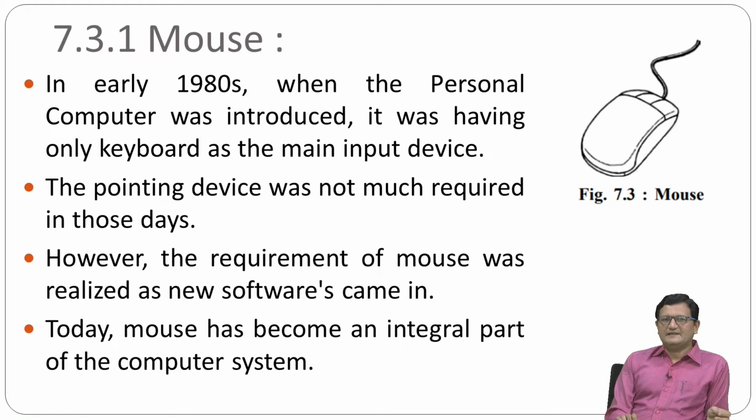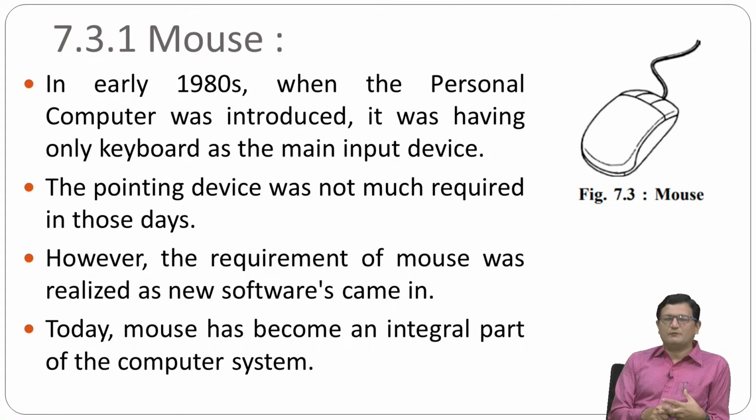In the early 1980s, when the personal computer was introduced, it had only a keyboard as the main input device. The mouse was not invented at that time. The pointing device was not much required in those days. Basically, during the 1980s, most people were working with DOS, the disk operating system. It is not a GUI, it does not support a graphical user interface. There is a blank screen, and you just need to type a command if you want to do any kind of work with the computer system.